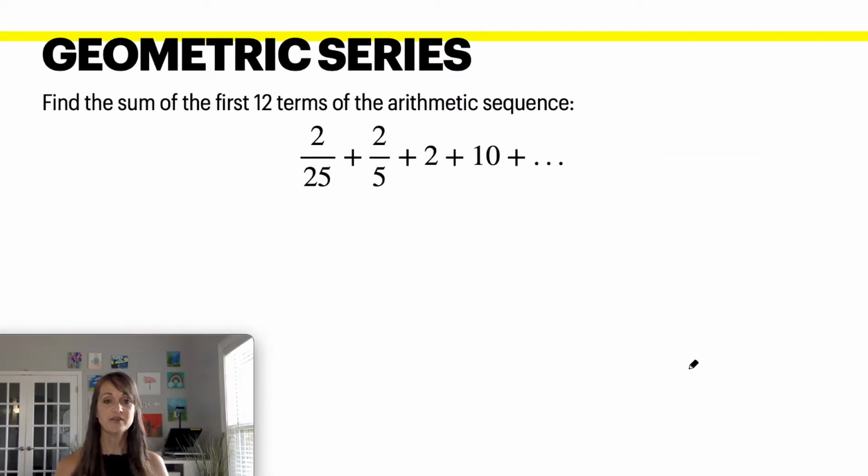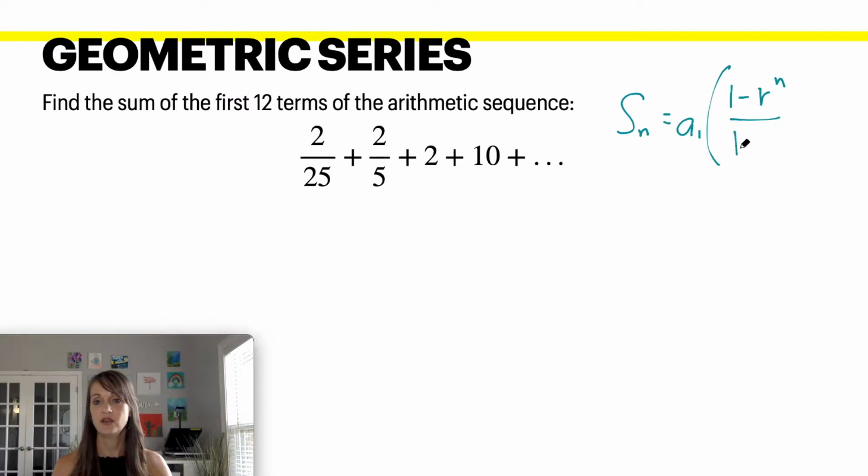So find the sum of the first 12 terms of the sequence. So we know that it is the first term times 1 minus r to the n over 1 minus r. Now, please don't confuse this r to the n with the sequence, because the geometric sequence has r raised to the n minus 1. The geometric series is different. It is just r raised to the n.